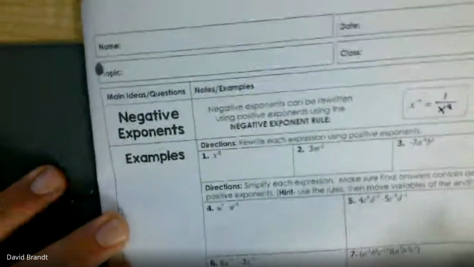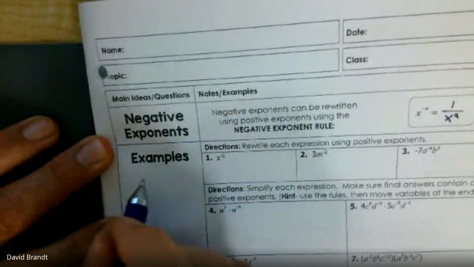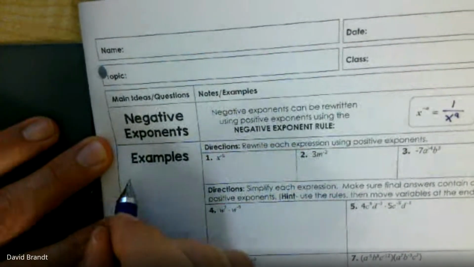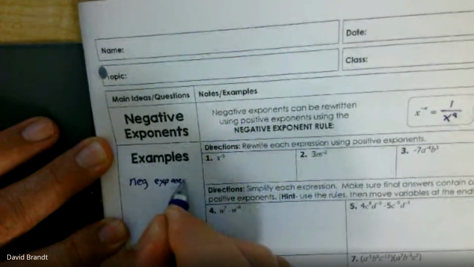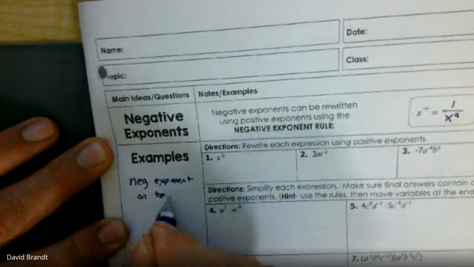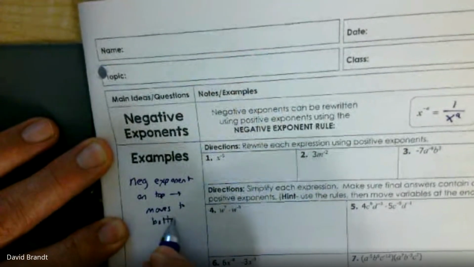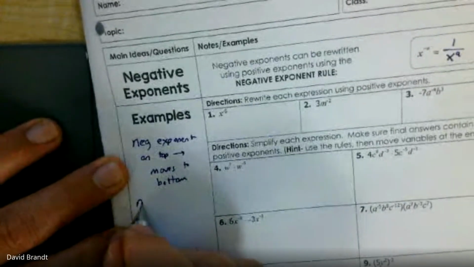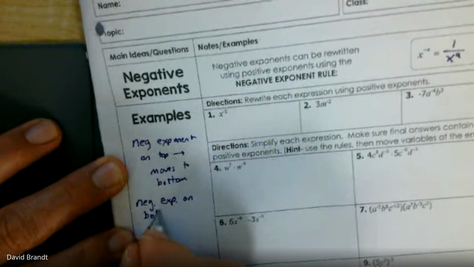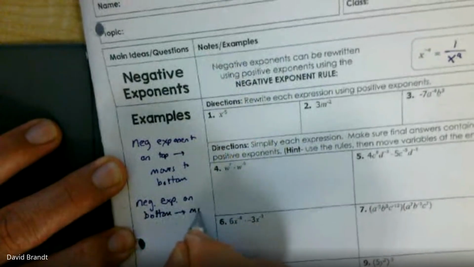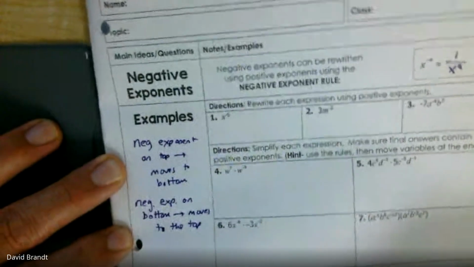So this is what you do with the negative exponent. Think of the fraction bar. You have a numerator and a denominator. If you have a negative exponent on the top, it moves to the bottom. What if you have a negative exponent on the bottom? On the bottom, what happens to that? It moves to the top. All right, that's how you do negative exponents.